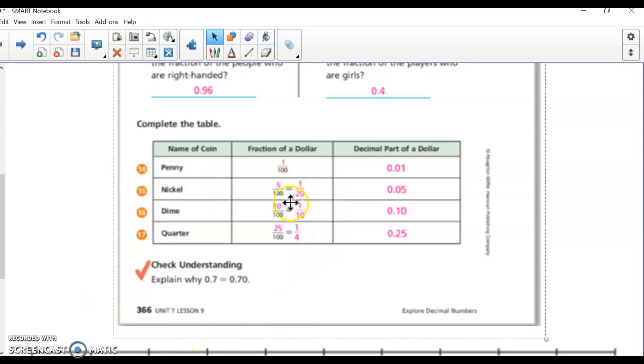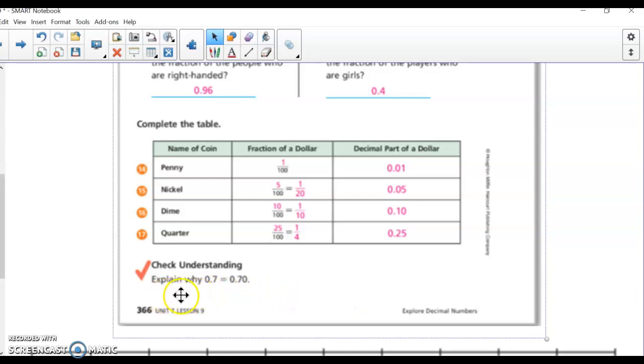These can be reduced. 5/100ths is the same as 1/20th. That one might have been tricky. 10/100ths, I bet you some of you got that it's 1/10th, and a lot of you know 25/100ths is the same as 1/4, right? And these are the money values of it.